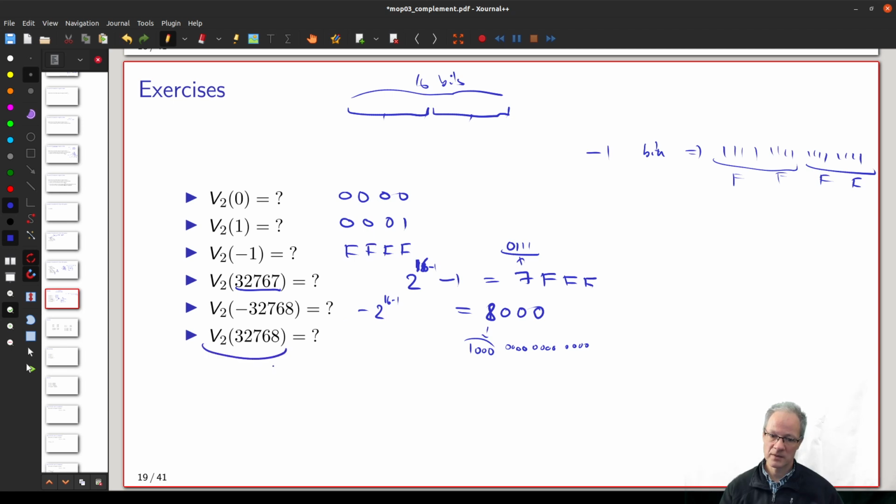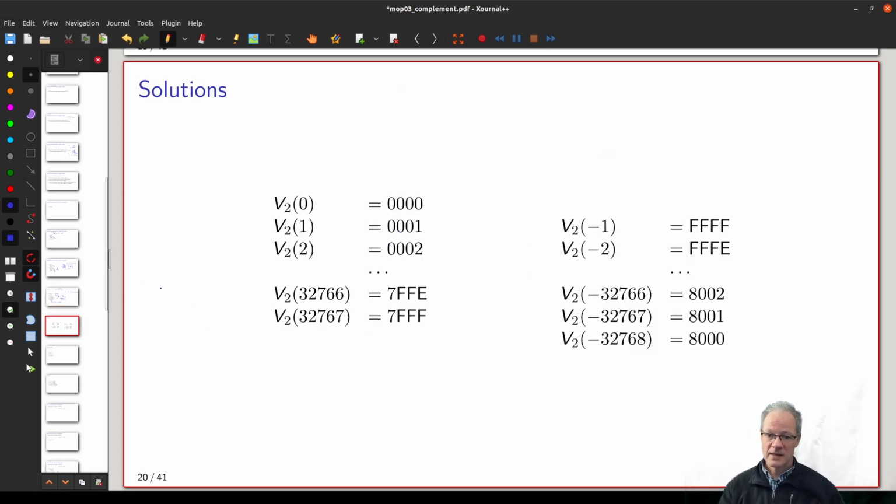Now, and finally, what about this guy in 2 bytes? So this guy is 1 bigger than that guy. And that guy was already the largest we can store. So this guy, therefore, is not going to fit. Does not fit in 2 bytes. Make sense? Yeah. Yes. Okay, good. All right, and there are the solutions that I have written out.